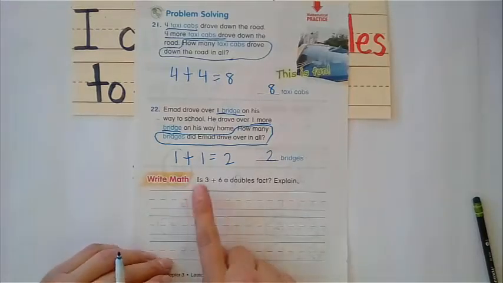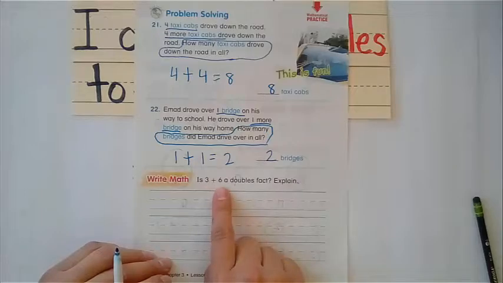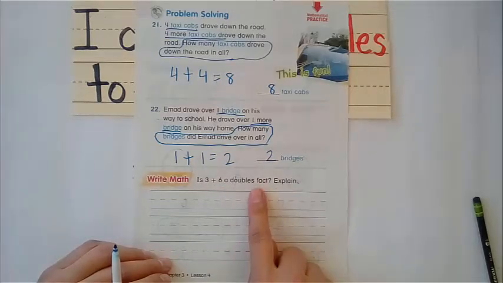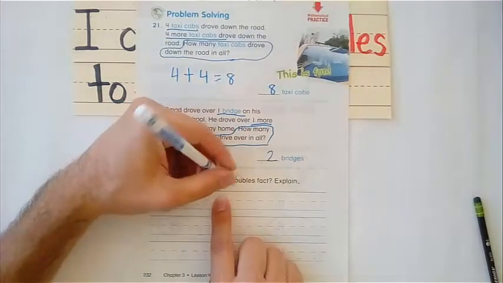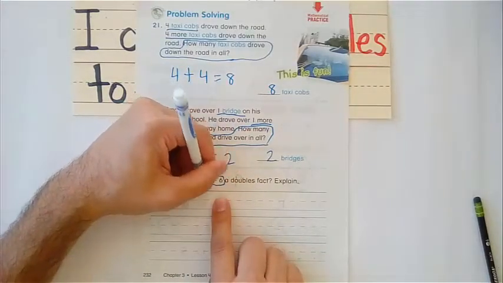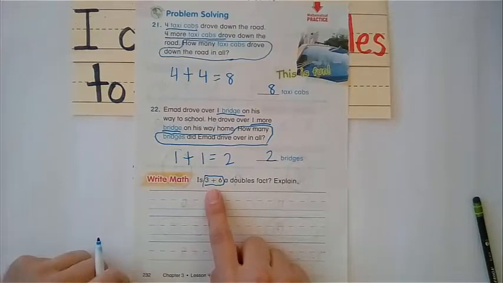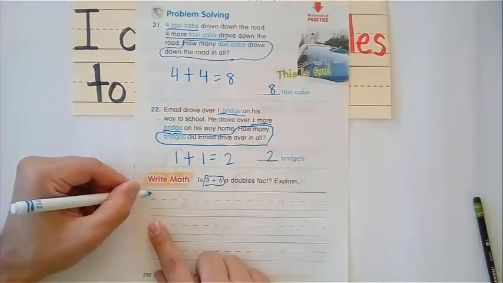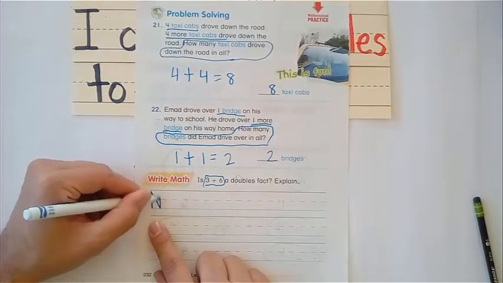So now, last question. It says, is 3 plus 6 a doubles fact? Explain. So is this a double? 3 plus 6, is that a double? No, it is not. Why? That's right, because the add-ins are not the same. So I'm going to write, the answer is no.